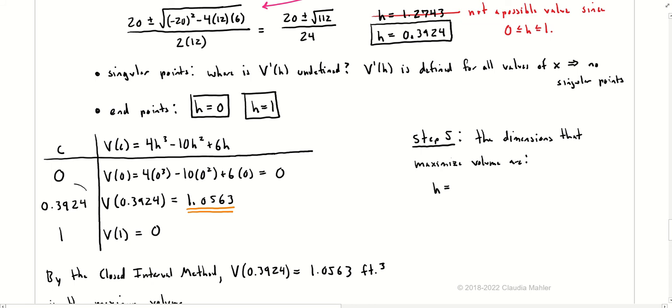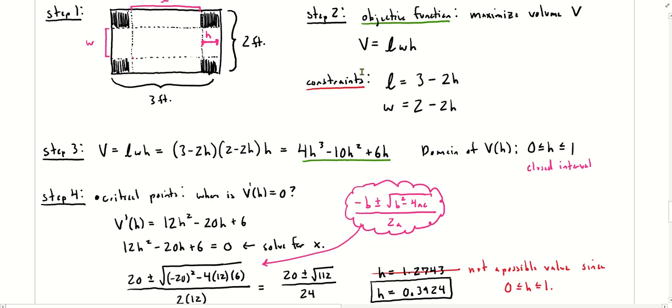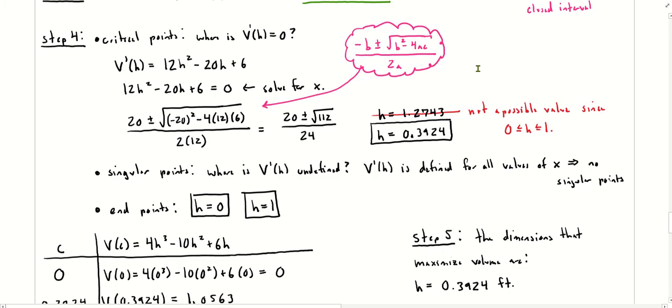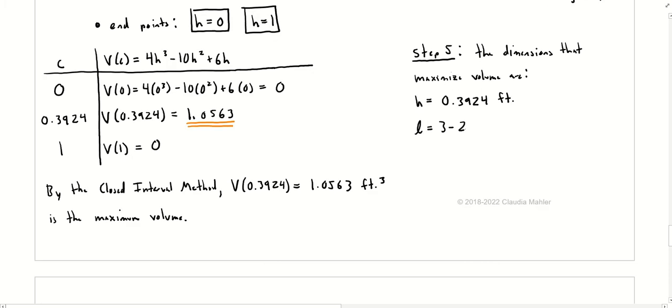h, well, we just figured that out. That was that 0.3924. That was the critical value. And that's in terms of feet. The other two dimensions that we have to worry about are length and width. So length, how do I figure out length? Well, I can go back to those constraint equations. Length is 3 minus 2h. So 3 minus 2 times 0.3924. That's going to give me 2.2152 feet.